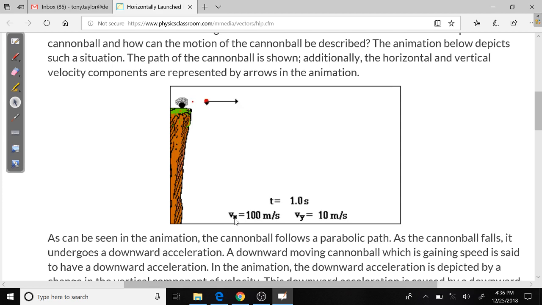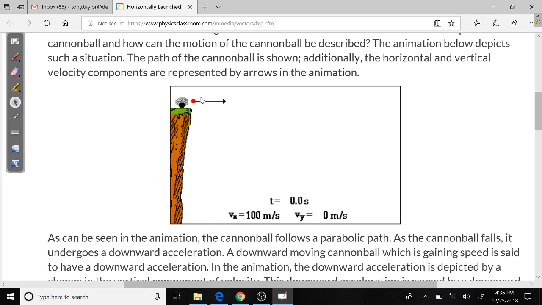But notice what's happening with the velocity in the x direction. Remember what we said a few weeks ago, that what's happening in the x direction is completely independent from what's happening in the y direction. Since there are no forces acting in the x direction, the velocity stays constant in the x direction. In this case, it stays constant at 100 meters per second. And clearly you see that because the arrow in the x direction just stays constant.